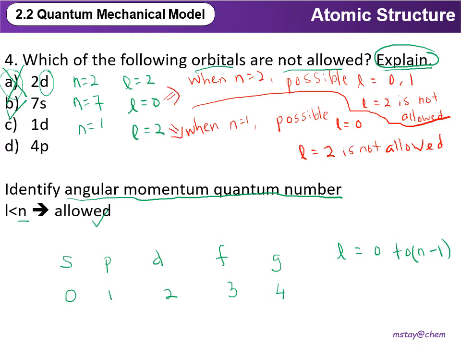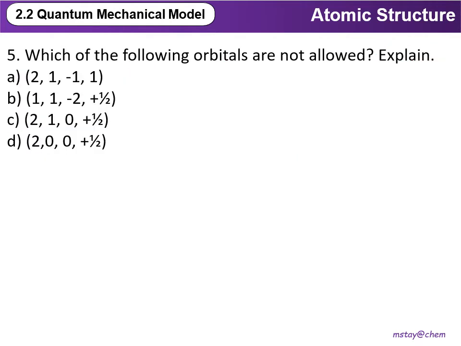Last one, 4P, n equal to 4, l equal to 1. So l equal to 1 is smaller than 4, so 4P is allowed. Question number 5. Which of the following orbitals are not allowed? Again, we need to do the explanation.